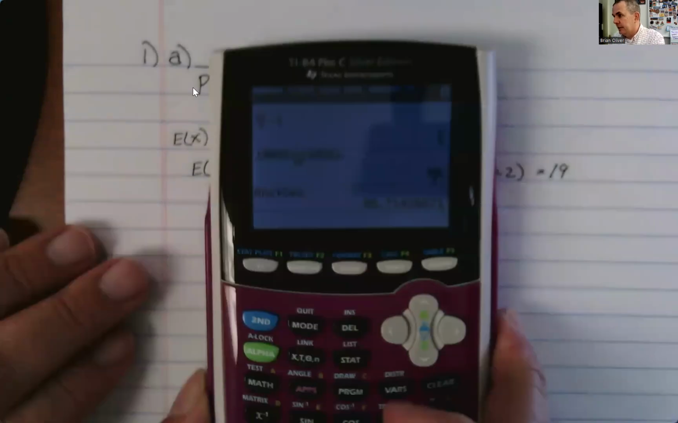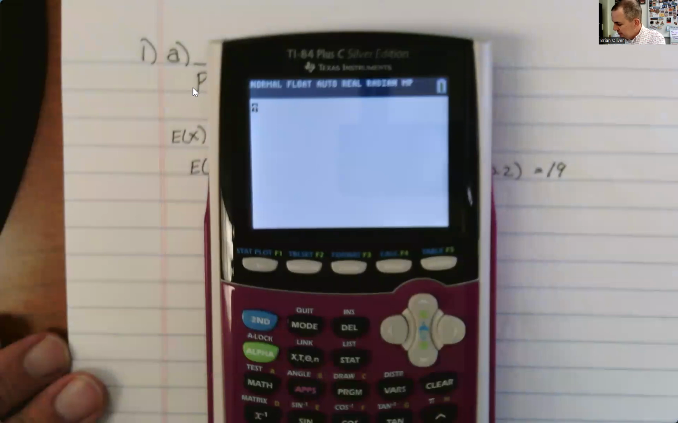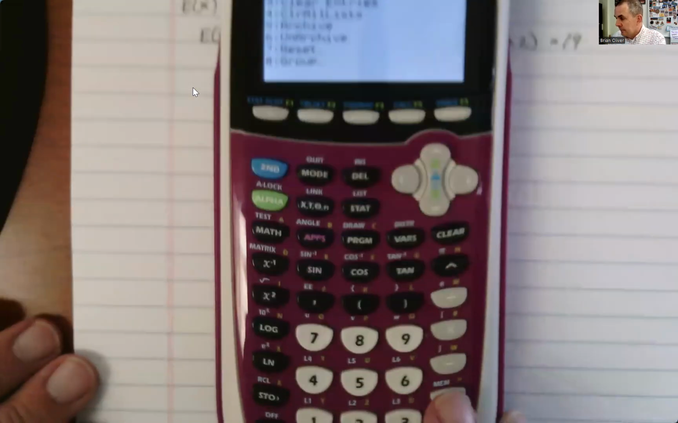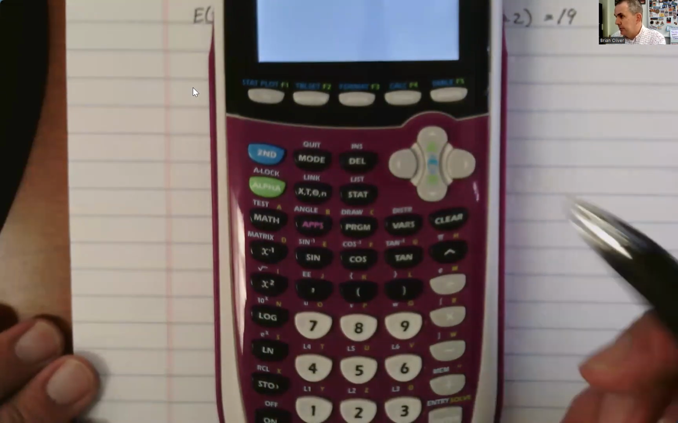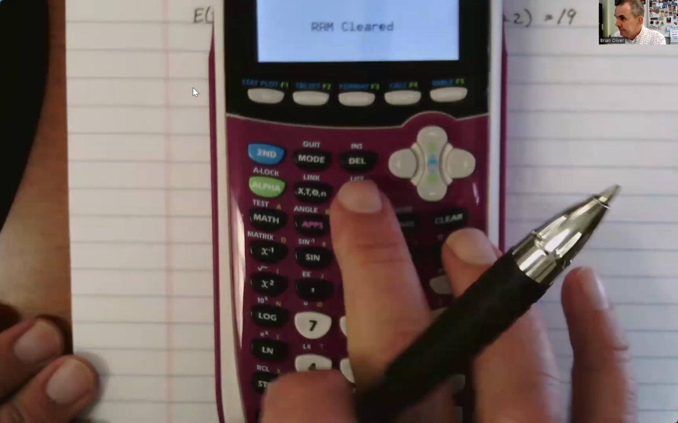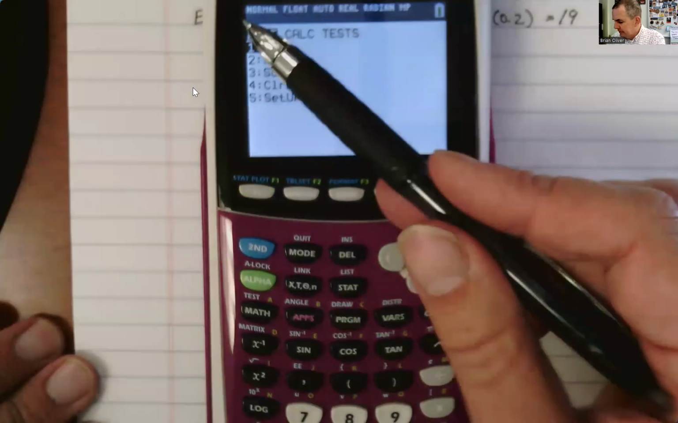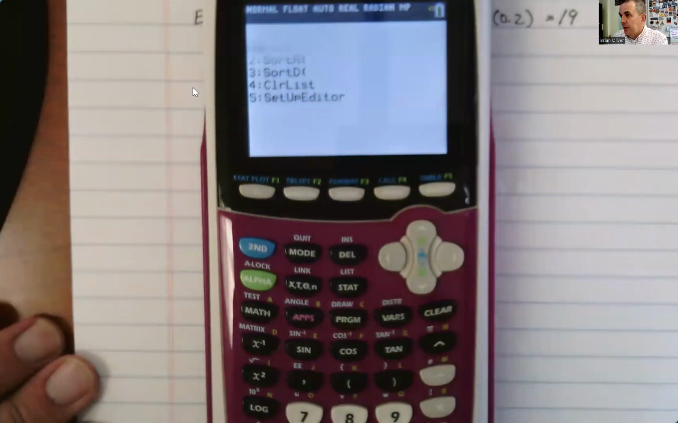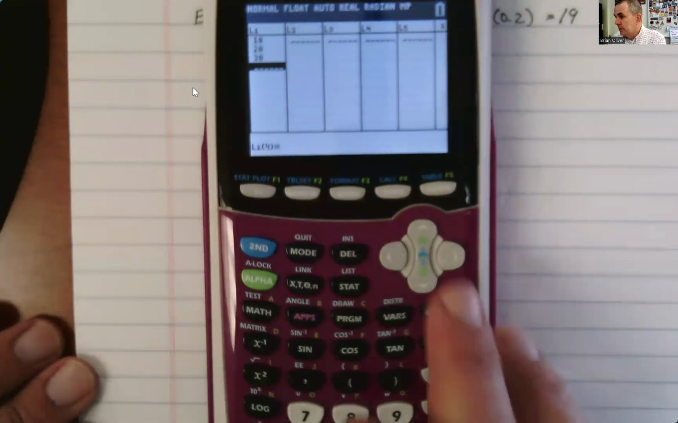calculator. In the calculator, you're going to do second plus 7, 1, 2 to clear the memory of your calculator. Now I'm going to hit the stat button. I'm going to pick number 1, which is edit. And then I'm going to put all of my outcomes in L1. So my outcomes are 10, 20, and 30. I'm putting all those in L1.